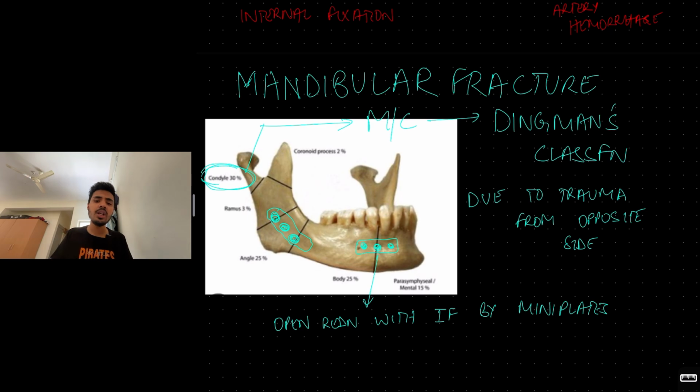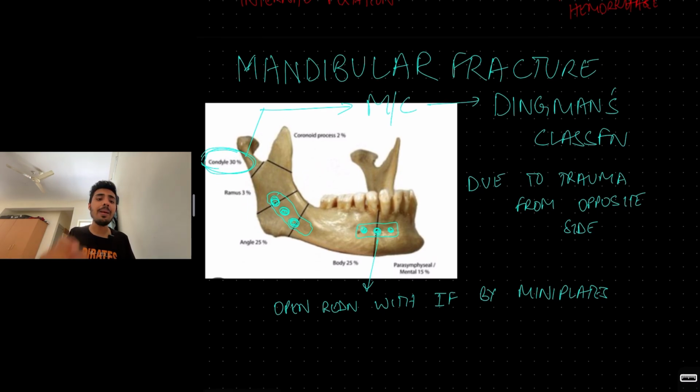How will you treat it? Open reduction with internal fixation by mini plates. Small mini plates can be fixed onto the fracture lines with screws, which eventually cause healing and allow for reduction. So this is about trauma to the face.